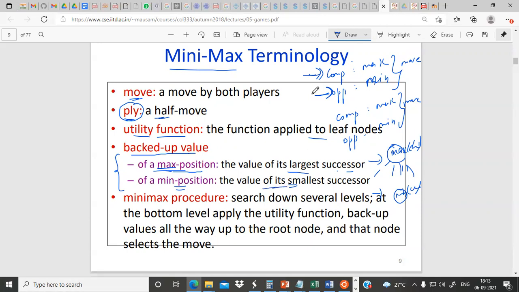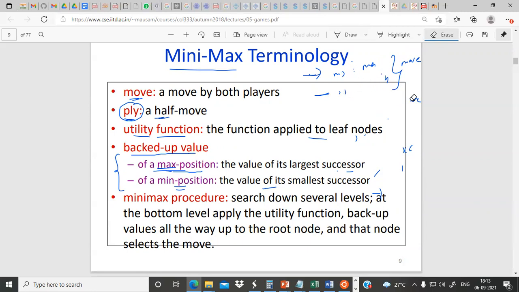But why we are calling it backup is that this value will go up to the parent, and up to the root node. When we discuss an example, things will be clarified. So the minimax procedure searches down several levels. At the bottom level, that is the leaf level, it applies the utility function, and backs up the values way up to the root node, and that node selects the move. This is the generic way it works.